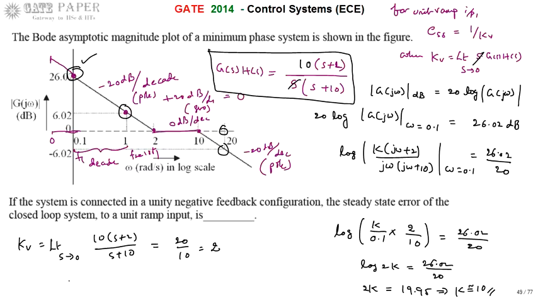The steady state error for a unit ramp input is 1 by Kv, so 1 by 2, which is nothing but 0.5. So the right answer for this question is 0.5. The steady state error for a unit ramp input is 0.5. Thank you.